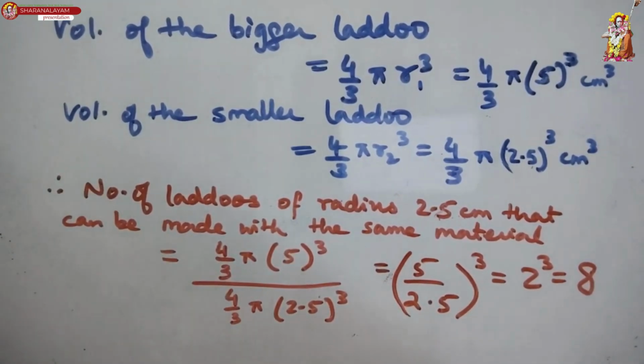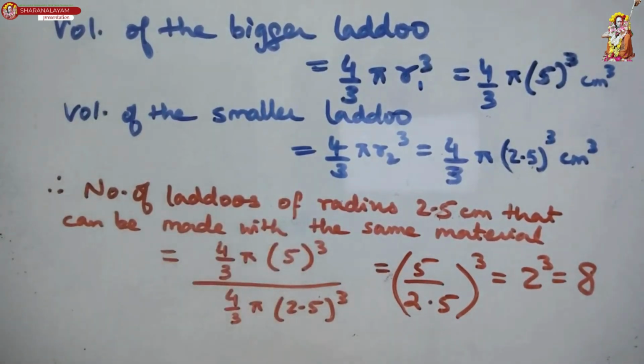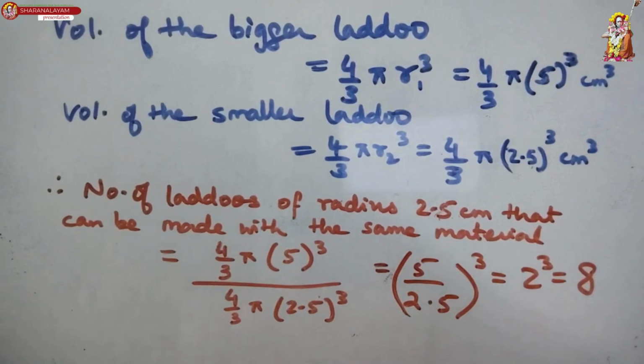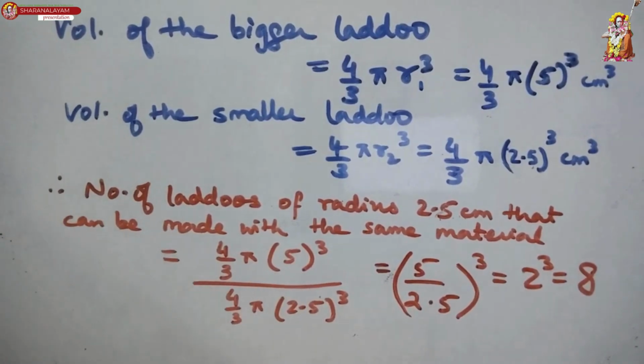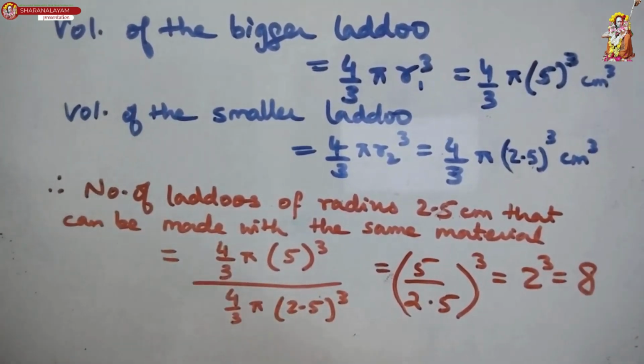Now the volume of the smaller laddu is 4 upon 3 pi r2 cube, where r2 is the radius of the smaller laddu, and that radius is given to be 2.5 centimeters. So the volume of the smaller laddu will be 4 upon 3 pi 2.5 cube centimeter cube. Now the number of laddus of radius 2.5 centimeters that can be made with the same material will be the volume of the bigger laddu divided by the volume of the smaller laddu.